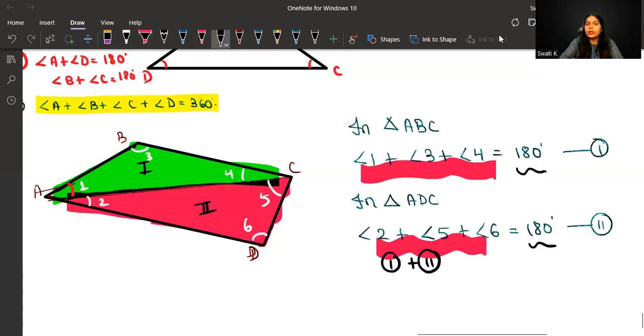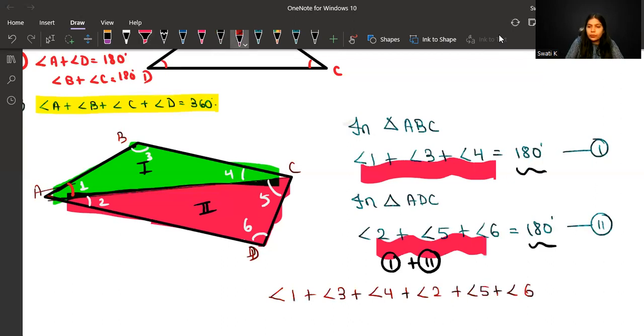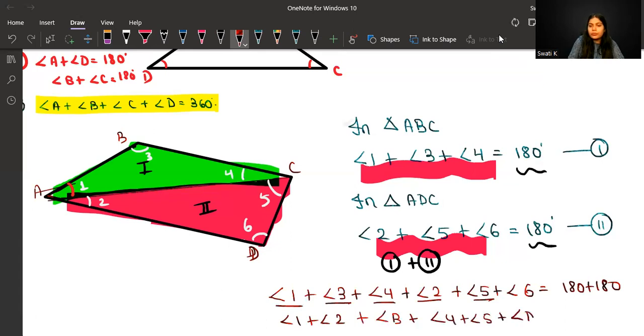So we will add the LHS. So this will become angle 1 plus angle 3 plus angle 4 plus angle 2 plus angle 5 plus angle 6 equals 180 plus 180, right? Now here what I'm going to do, I'm going to write angle 1 plus angle 2 together, right? For this angle 3, I can write angle B because that is the name. Angle 4 plus angle 5, I'm going to write together. And angle 6, I can write as angle D only because that is angle D. 180 plus 180 is 360.